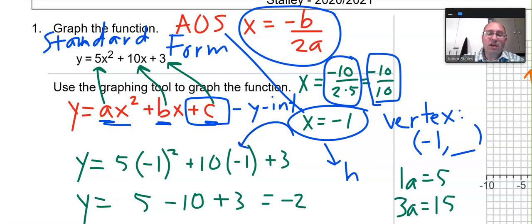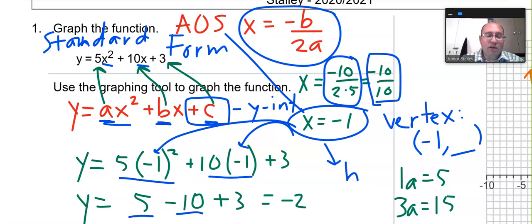Plug it in. Notice that what I did was I went back to the equation for all the x's and I plugged in negative 1. Go through the order of operations. You know, negative 1 squared is 1 times 5 is 5. 10 times negative 1, negative 10, plus 3. Add them all together, you get negative 2. So now we know that the vertex is negative 1, negative 2.